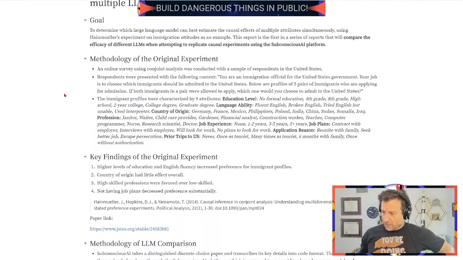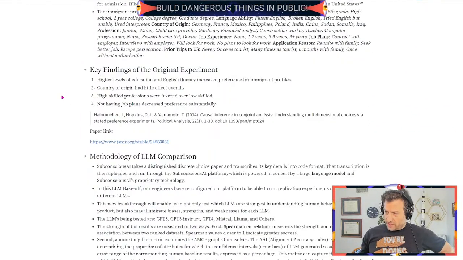Now, we took this same experiment and we replicated it with language models, and we're going to show you what both humans and language models prefer our immigration policy to be.